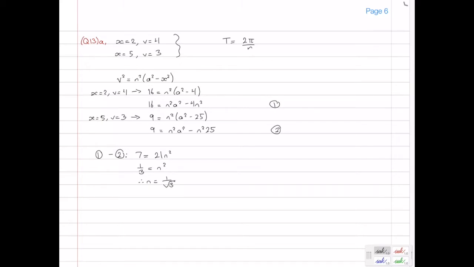We only take the positive because n is positive, so let's just write that. n is greater than 0. Therefore our period is going to be given by 2 pi divided by n, which is 2 pi divided by 1 on root 3, which is 2 root 3 pi. And that's our period, and that's the end of that question.